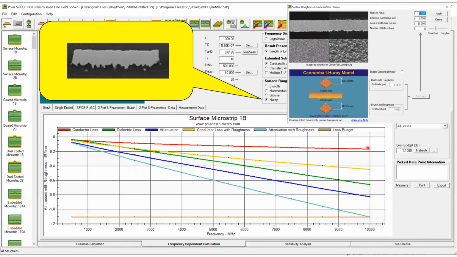So when you put all of those together, the conductor loss for smooth copper, the conductor loss for rough copper, the dielectric loss, you can then work out a total attenuation with roughness. And here I've added a loss budget on the line for the maximum loss per inch that we want on this particular circuit. So by using a modeling tool, it lets you work out a whole range of parameters in terms of insertion loss before you actually commit to producing any finished boards.